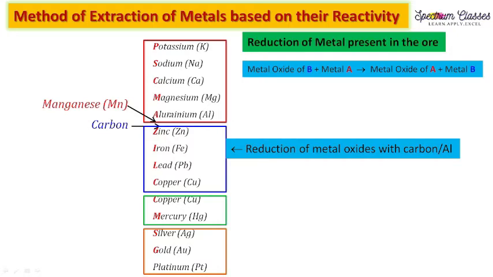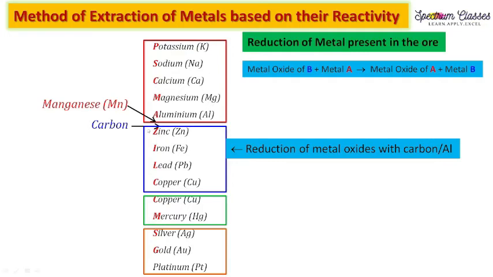However, aluminium is higher in the reactivity series than this manganese. So aluminium can reduce the metal oxide of this Mn to metal Mn. So here Mn cannot be reduced by carbon, but it can be reduced by aluminium. Similarly, zinc can be reduced by the carbon simply, and using carbon is economically viable. And similarly, other metals can also be reduced by this carbon or carbon monoxide, that we are going to discuss in the next slides.